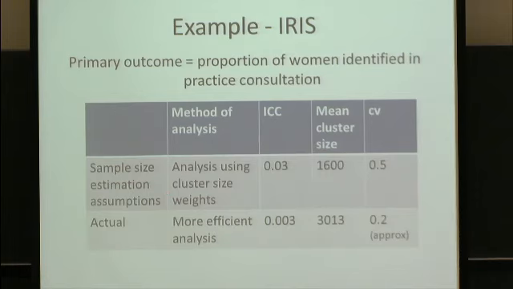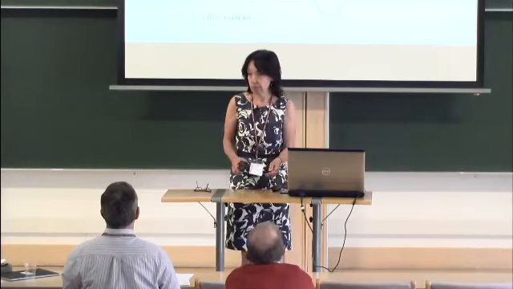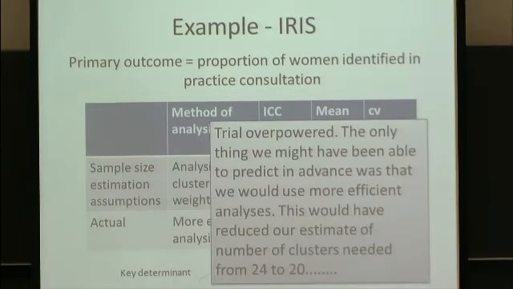We took account of the variation in cluster size, but we assumed that the analysis was going to use cluster size weights. This was our ICC, this was the mean cluster size, and this was the coefficient of variation we assumed. When we got the actual results, we did use a more efficient analysis. The ICC was much smaller than we thought, the mean cluster size was much larger, and the CV was smaller. The real driver in the sample size calculation is this, the ICC. The ICC was much smaller, and it meant that this trial was quite overpowered.